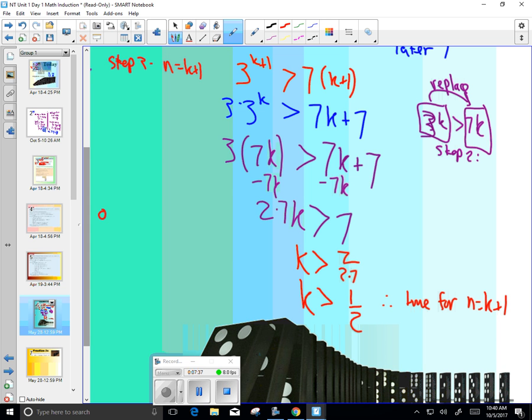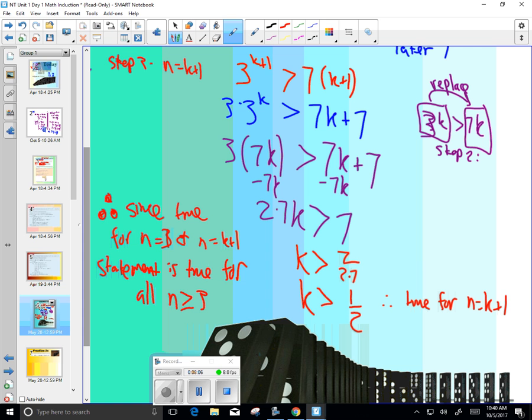So then you do your final therefore statement. Since true for n equal to 1 and n equal to k plus 1, actually n equal to 3, statement is true for all n greater than or equal to 3 by math induction. Hooray.